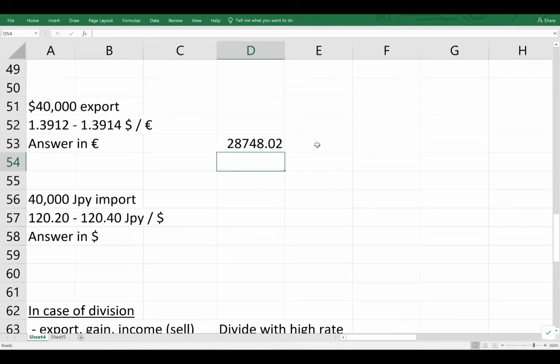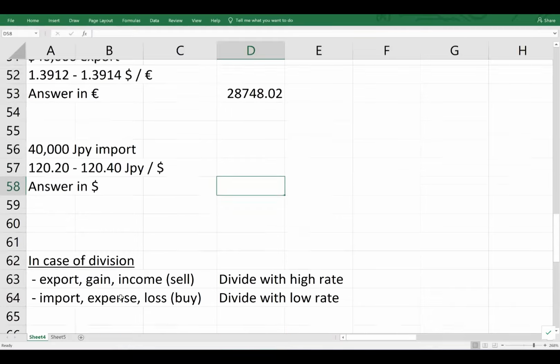Look, when we are receiving, what is the adverse case? We receive less, right? It's a receipt case. So we want to receive less. So we will divide with a higher rate. You also confuse me, huh? And the last one. Division case. We want to pay more, it's a payment. So divide by the lower rate. So that is the rule.